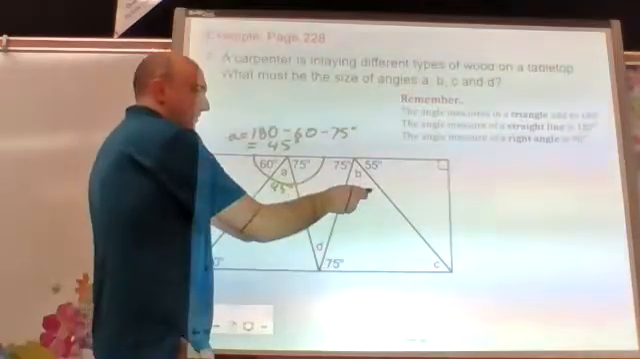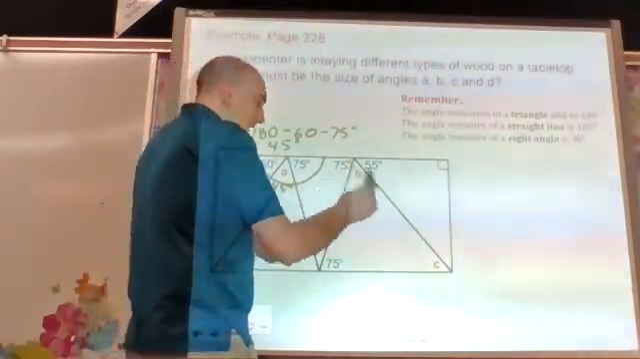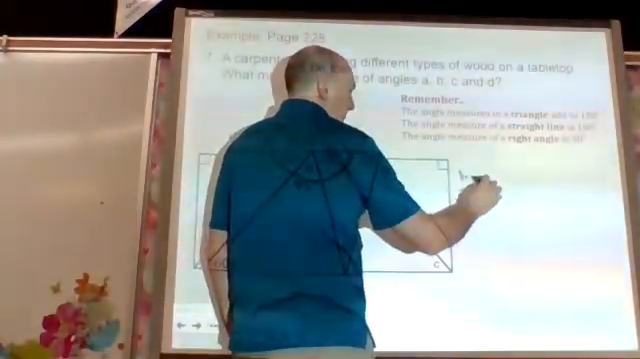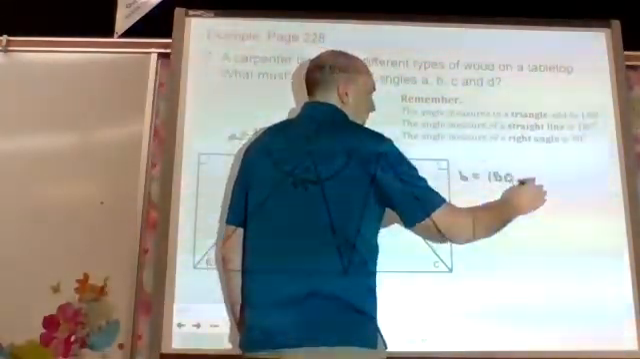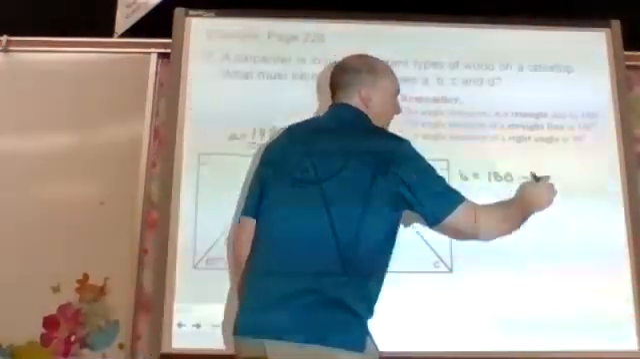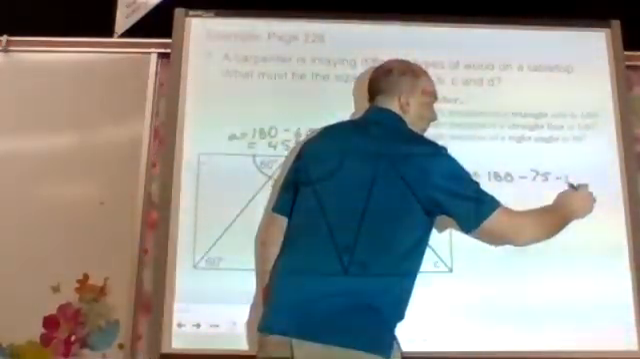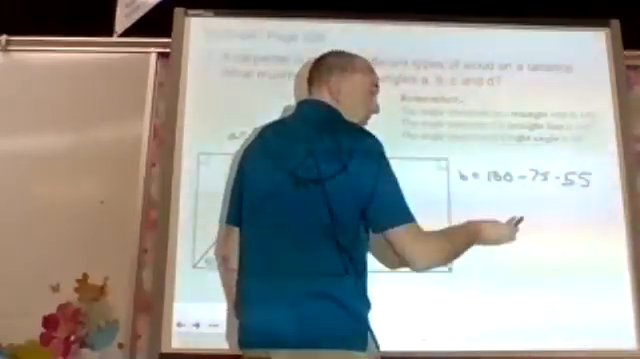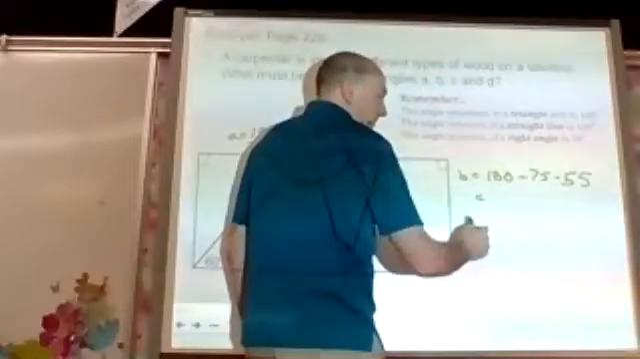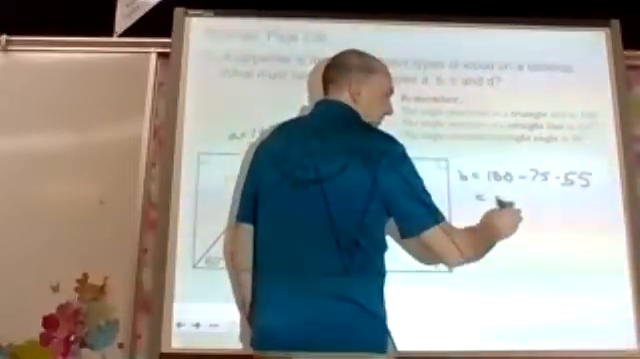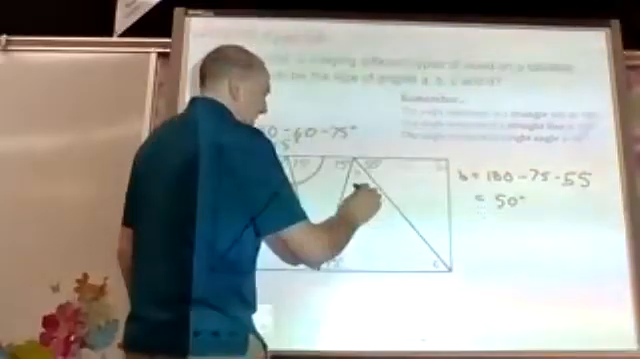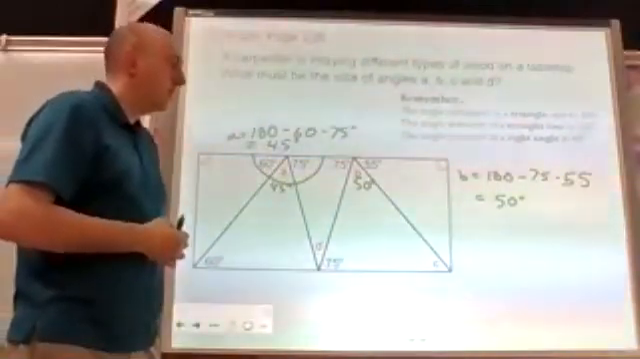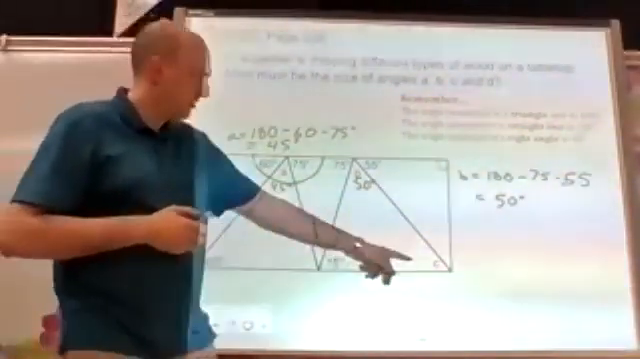We can do the same thing for B, right? B equals 180 minus 75 minus 55. 75 and 55, that's 130. 180 minus 130 is 50 degrees. So B is 50 degrees. Cool, that was fun.